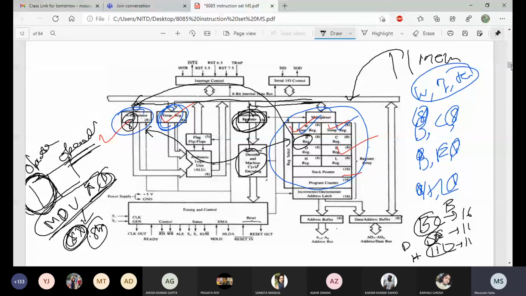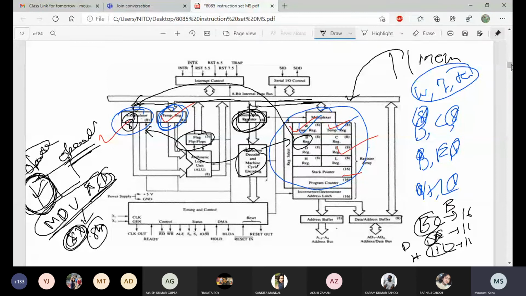We have some registers for storing the data of the operands. For storing the data of operands, we use the registers: accumulator, B, C, D, E and H, L. But for the opcode, it uses only the instruction register. The opcode is never stored in any other register, always in the instruction register. Clear? Now there is also a flag register.